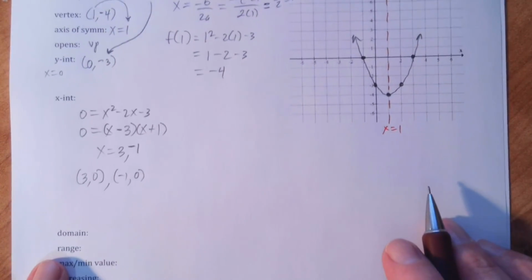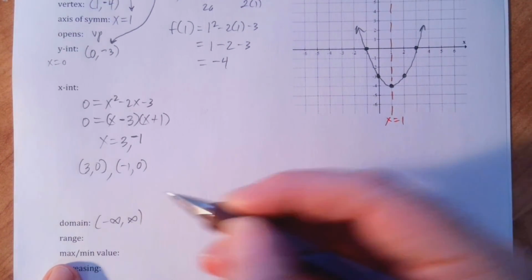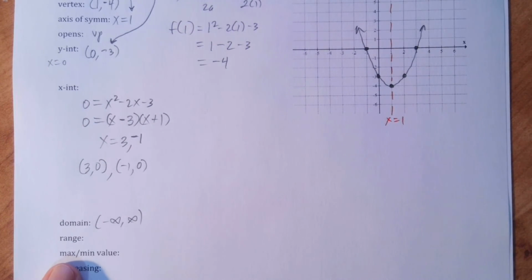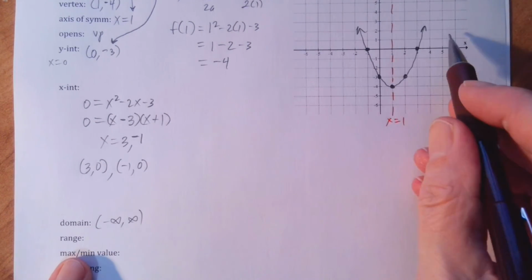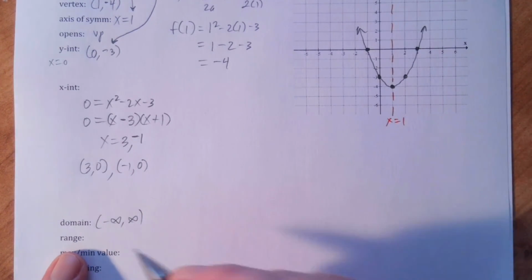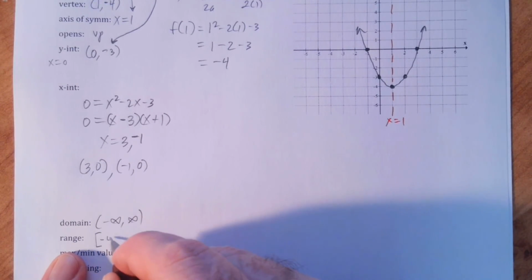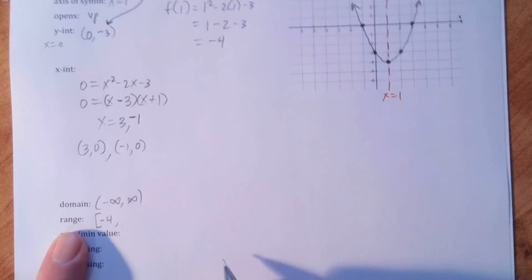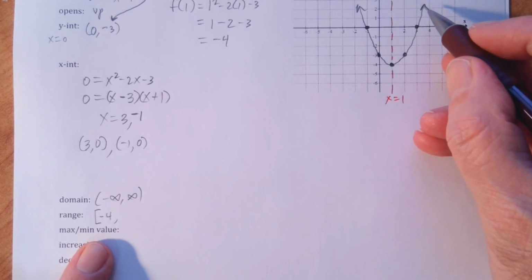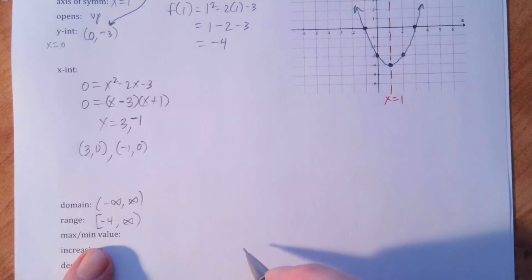So what's the domain here? Well, it's all real numbers, just like for any other quadratic function. It goes forever left and forever right. It doesn't have any places where it skips or has a hole. Our range, we do have a lowest point, and the y value there is -4, so we want to include that. That's why we're using a bracket. But there is no highest point, and so we'll say -4 to infinity.